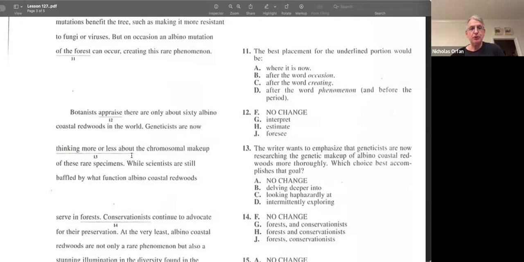Geneticists are now thinking more or less about the chromosomal makeup of these rare specimens. What you want here is to emphasize researching the genetics more thoroughly, more deeply. Which choice best does that? They said delving deeper into, or looking haphazardly at, meaning kind of randomly, intermittently looking at it. No, the one that indicates a more thorough evaluation of genetics is delving deeper into. Geneticists are now delving deeper into the chromosomal makeup of these rare specimens. So the right answer to 13 is B.